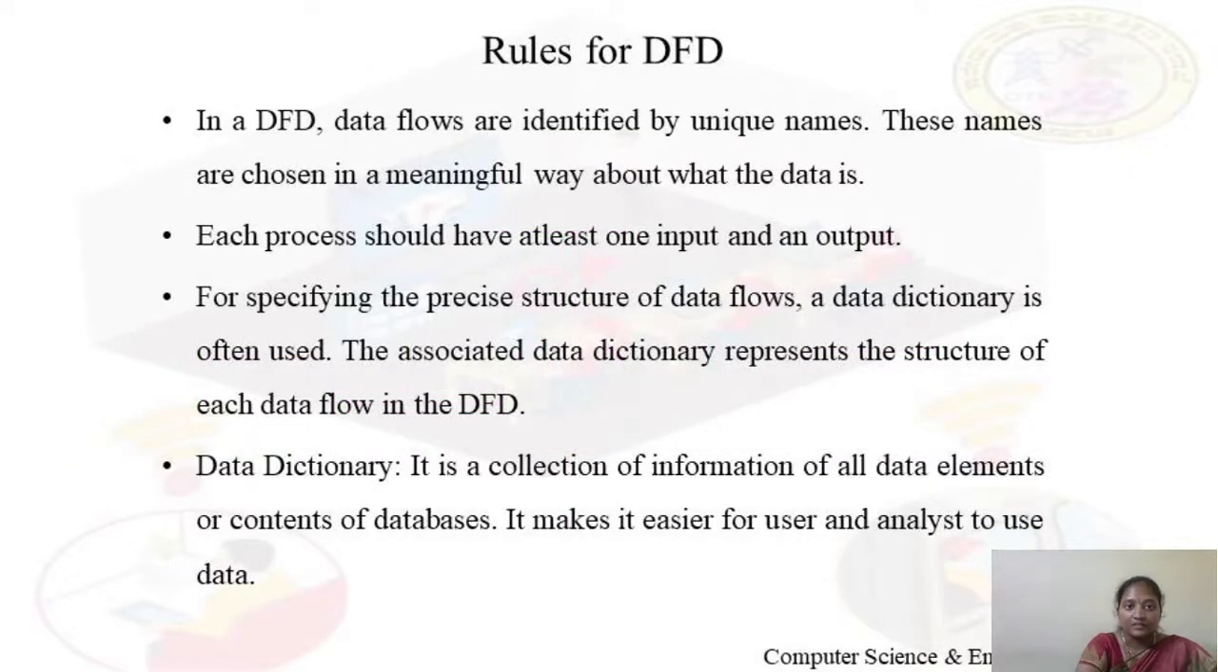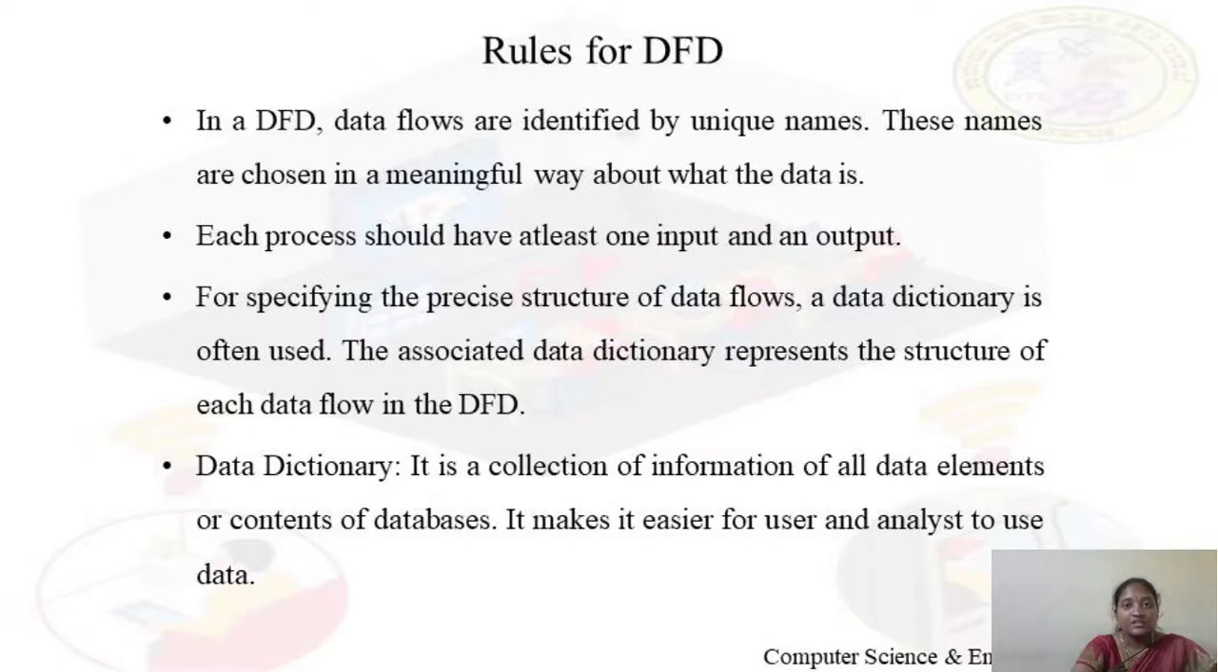Rules for DFD. In DFD, data flows are identified by unique names. These names must be chosen in a meaningful way to relate the data, and each process should have at least one input and an output. All the processes in the DFD should go to another process or to a data store. For specifying the precise structure of a data flow, a data dictionary is used. The data dictionary represents the structure of each data flow in the data flow diagram.